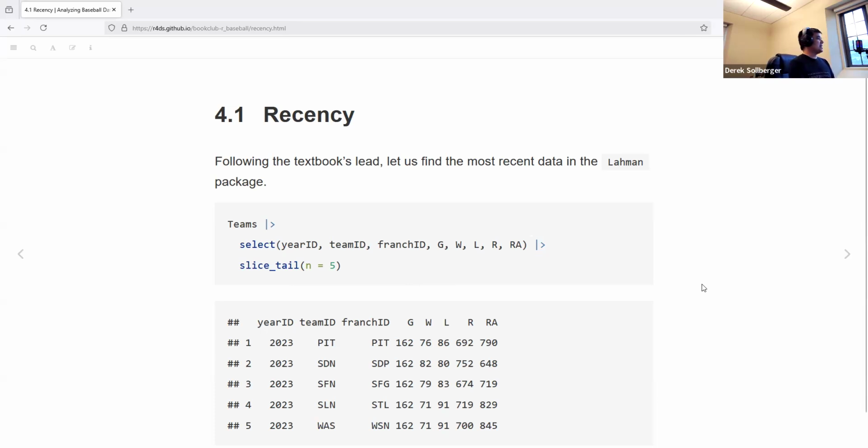Admittedly, I was a bit saddened to see that the most recent data still comes from 2023, and we are now about a year and a half later. So unfortunately, I'm not going to talk about the year 2024 data.